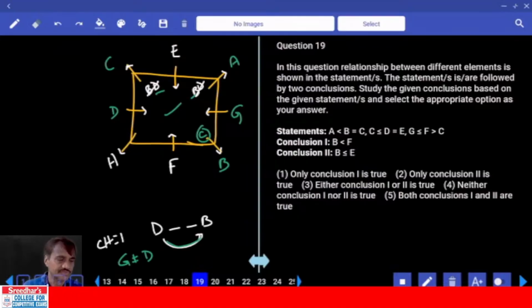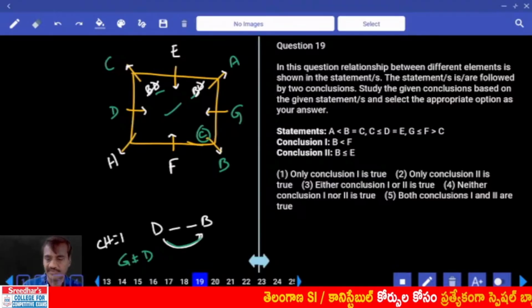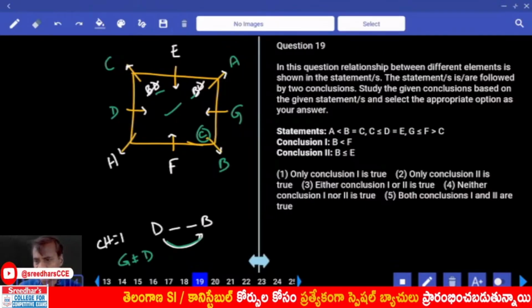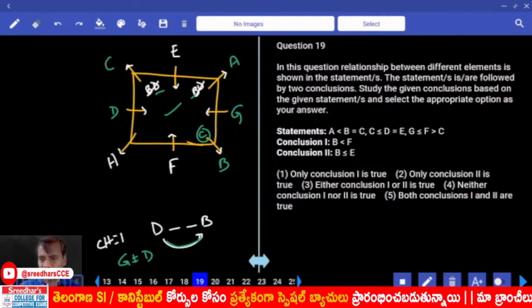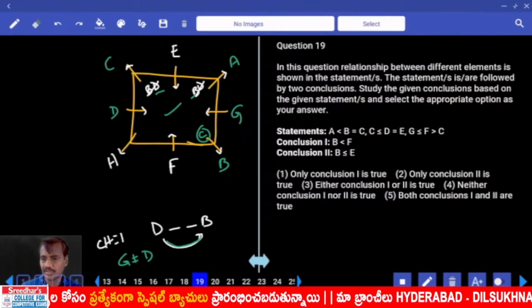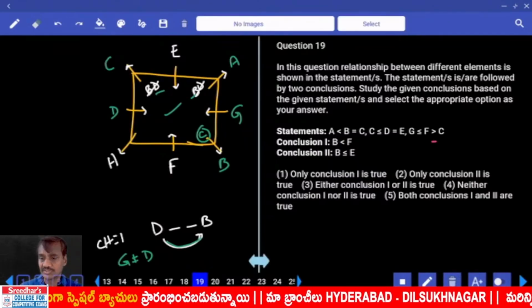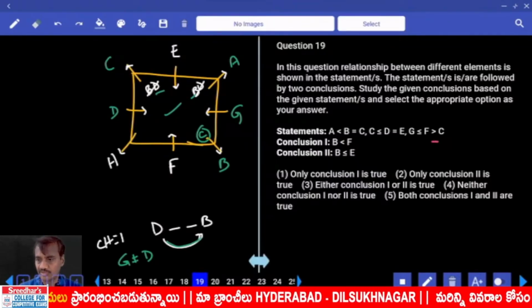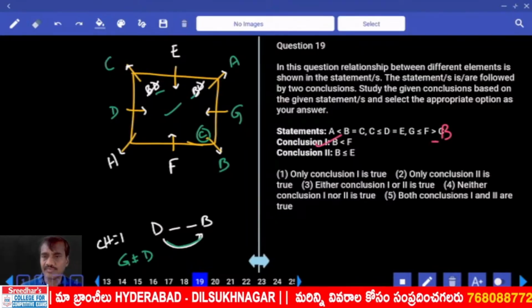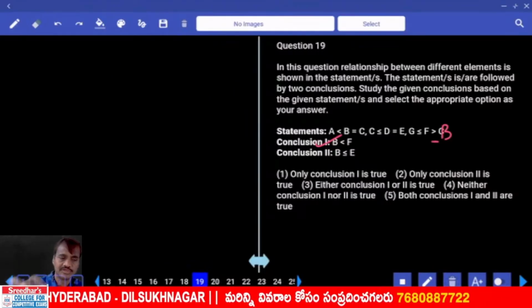The next one, 19 onwards, first or the second? First priority, 19 to 21. Here in 19 to 21, B and F: B is here and F is here. Which element is common? C is common. Now if you take B equals to C, then we need to take B and F. In the place of C, you can take it as B. F greater than B means B lesser than F. Clear? The first conclusion is definitely true.